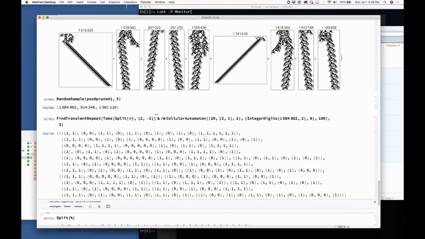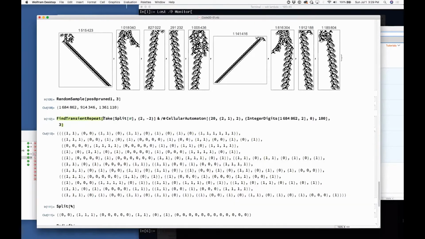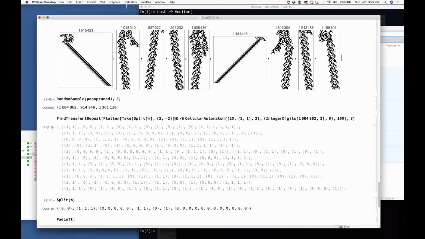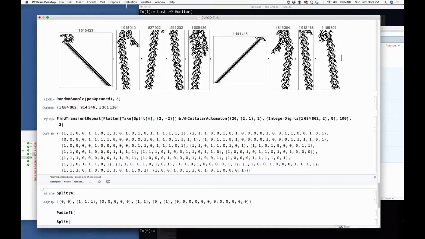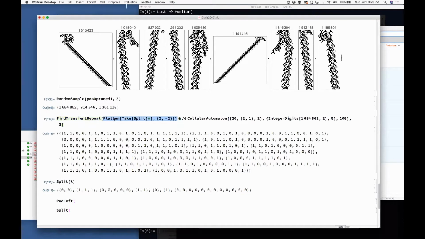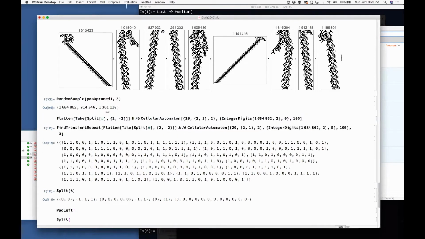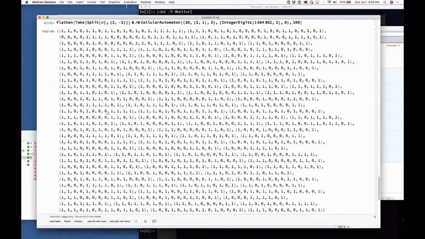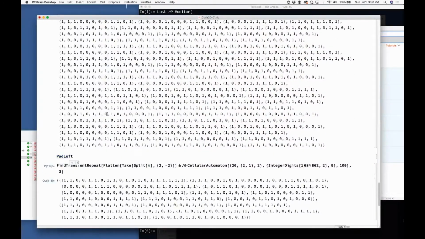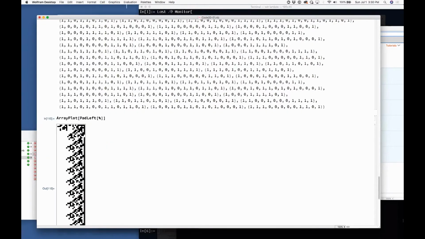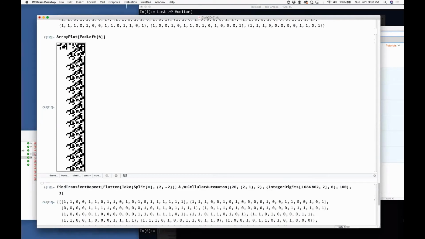What did we just do? Oh, important point. After we do the take of the split, we have to join them again. Flatten them. Now, what on earth just happened here? Okay, let's take a look at what structure we've got here. So we should have that should be a list of, well, let's see what happens here. If I say pad left of this, array plot pad left. Okay, there we go. So now we've got a straightened out glider.